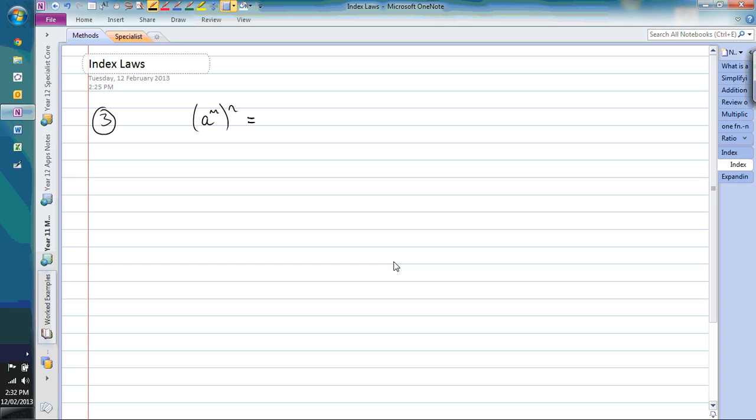Index law number 3 deals with when we have a base raised to a power, and then that whole thing is raised to another power. In this case, the result is found by multiplying those two powers. Or we could even write this, rather than a to the m times n, we could write that as a to the mn.